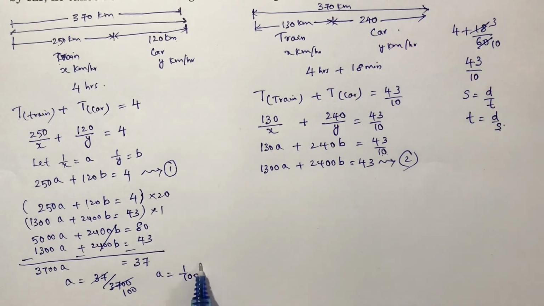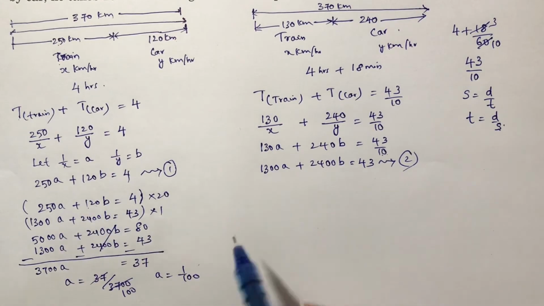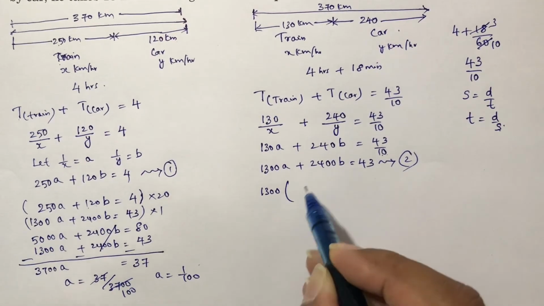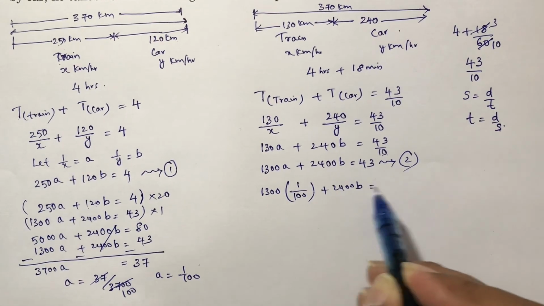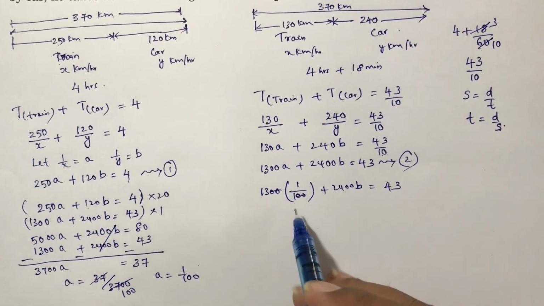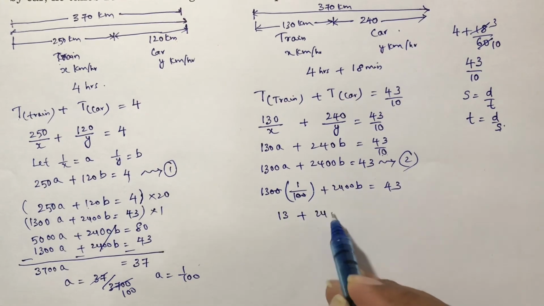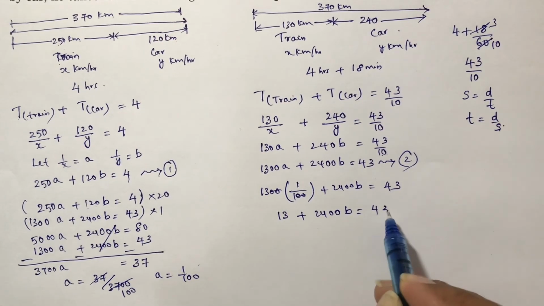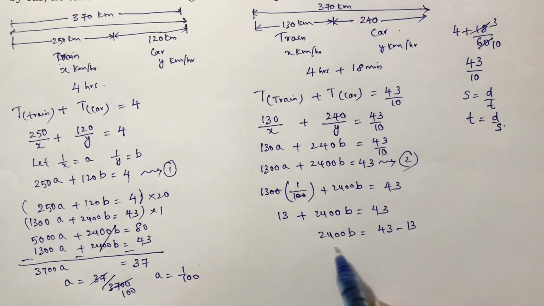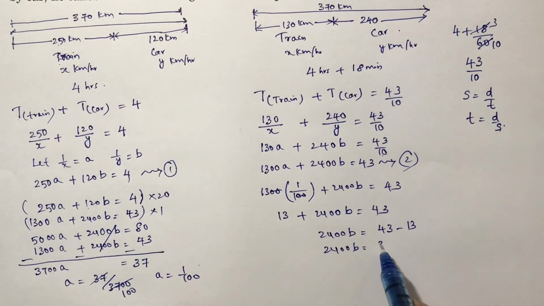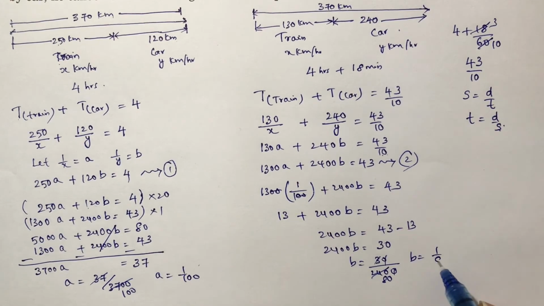So take this a value and substitute in any one of the equations. Substitute in this equation: 1300 into a value 1 by 100 plus 2400b is 43. Two zeros cancel. 13 plus 2400b is 43. 2400b is 43 minus 13. 2400b is 30. So b value is 30 by 2400, 30 times 1, 30 times 80. So the value of b is 1 by 80.